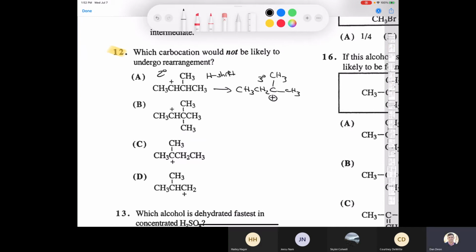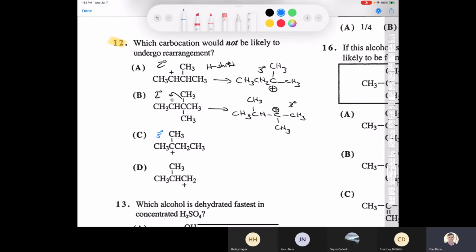Okay, and this one could undergo a methide shift or a methyl shift like this, and then that would give us something that looks like this, where we have CH3, CH3, and then we'd have this. So we go from something that's secondary to something that is tertiary. So that's going to undergo a methide shift. This one is tertiary. There's no reason for it to rearrange whatsoever.